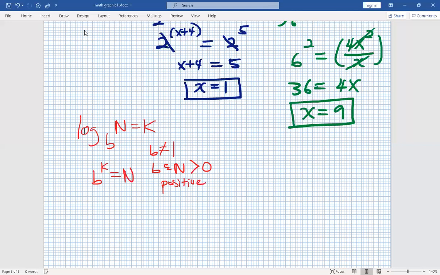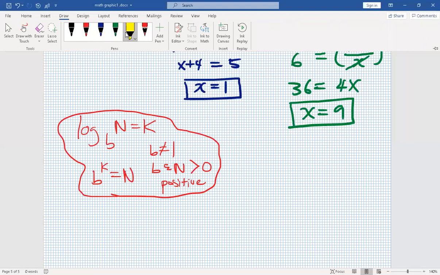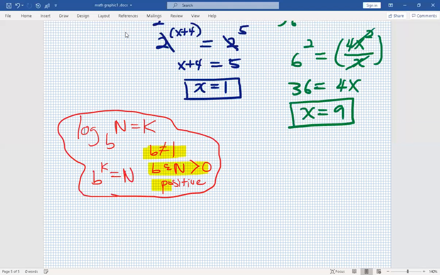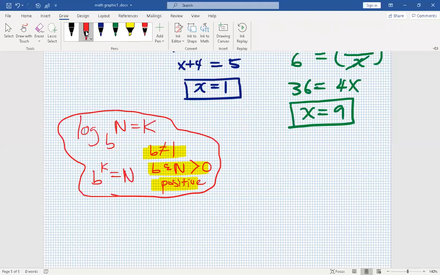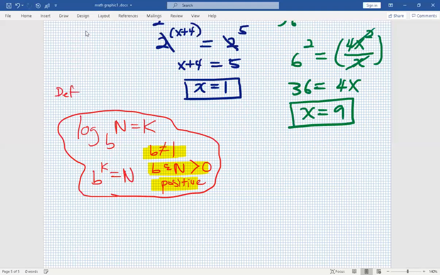Okay, remember, you have to remember the restriction. So what I'm going to do for you right now is highlight this because this is such a key concept, this and this and this. If you understand this, then you understand the definition of log. So this right here is the definition of logarithm. So we just put log.